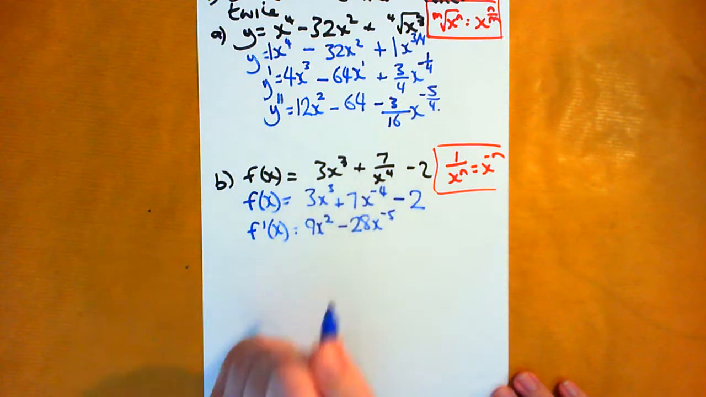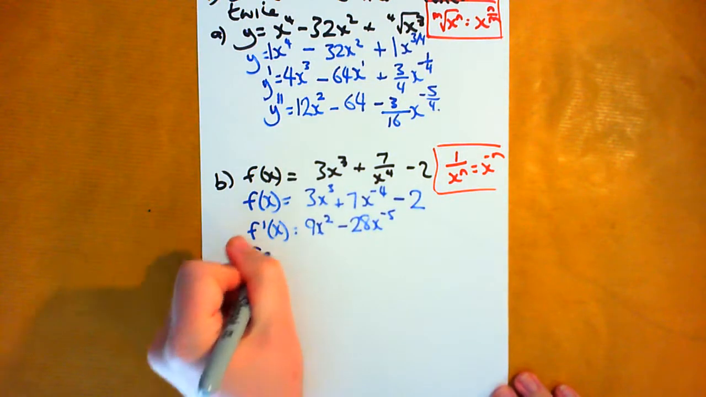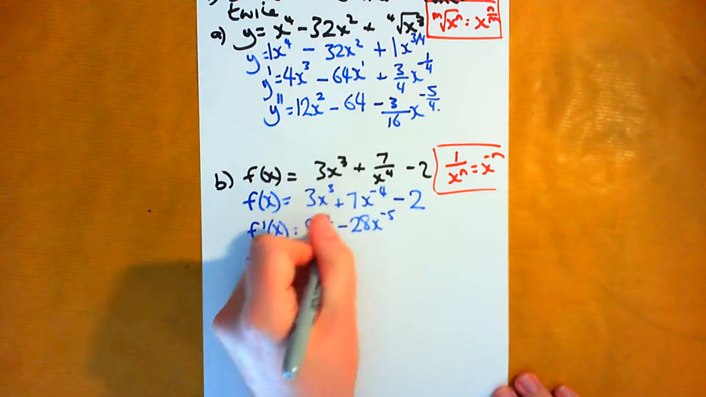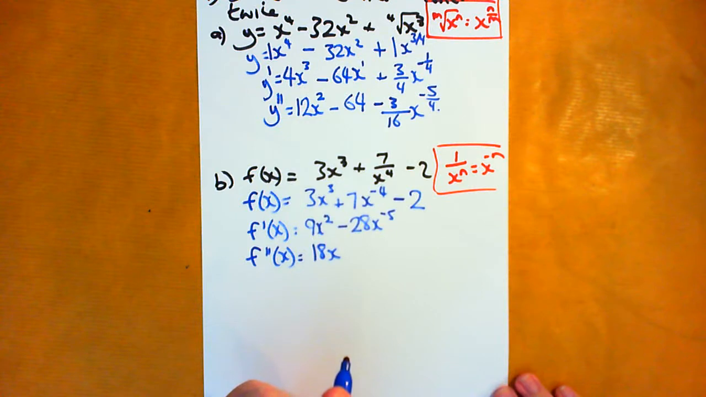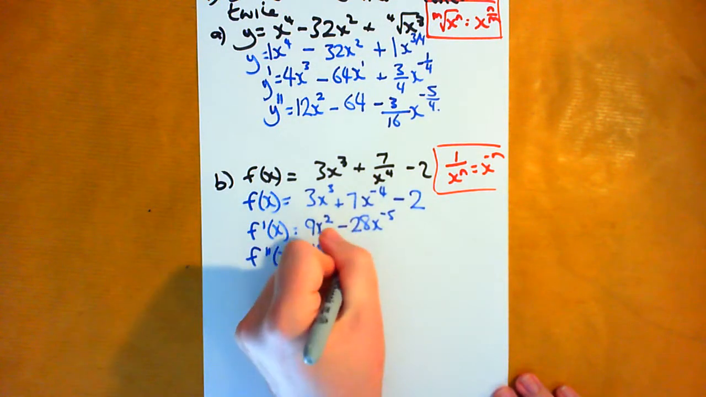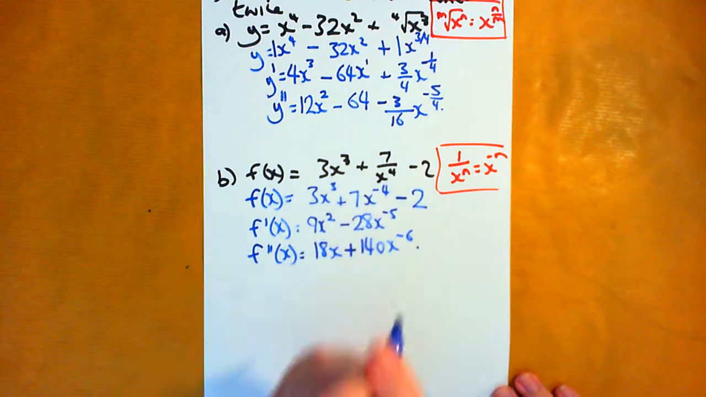So there's only going to be these two surviving terms in the first derivative, and differentiate again to get the second derivative. 9 times 2 is 18. x to the power of 1 is just x. Minus 28 times minus 5 is plus 140. x to the negative 6.